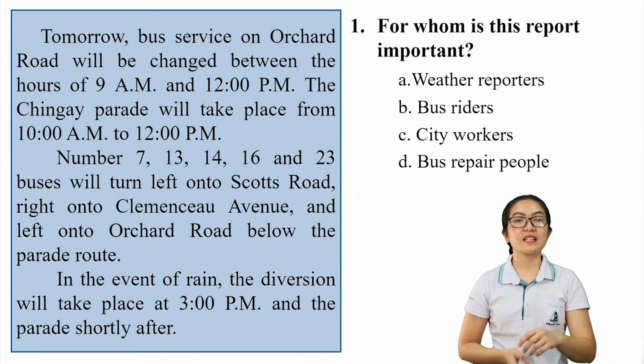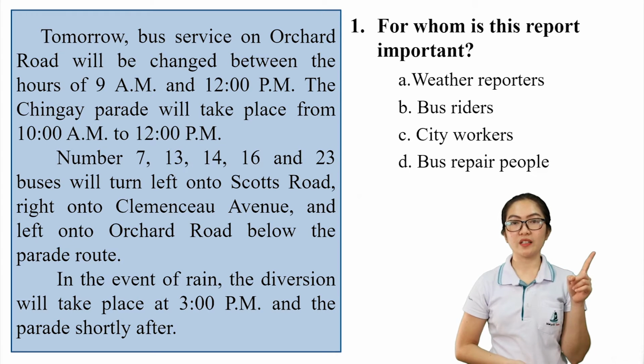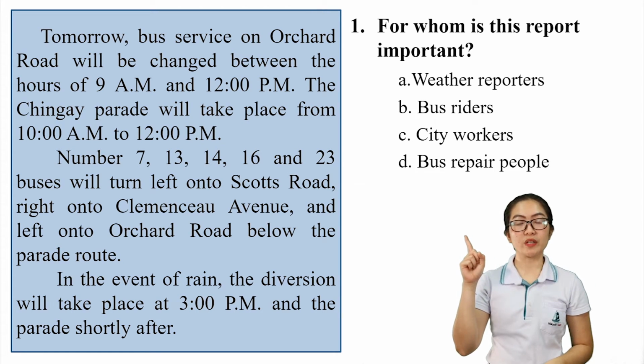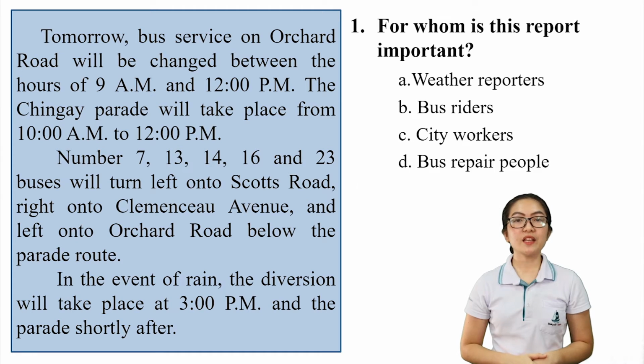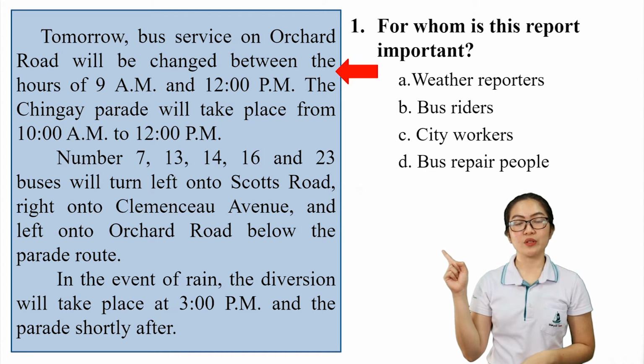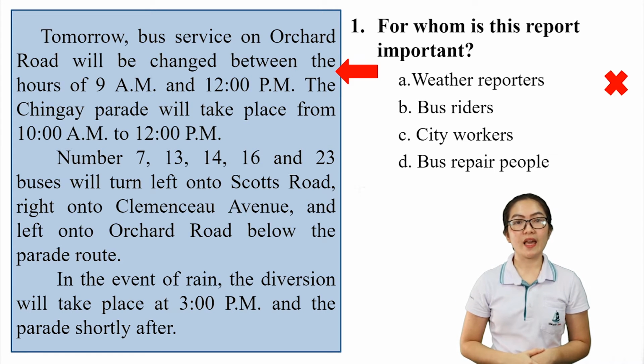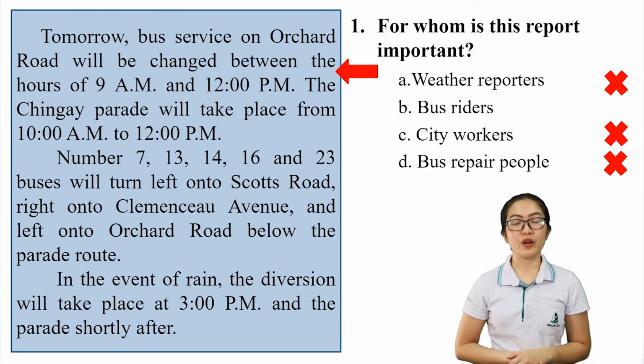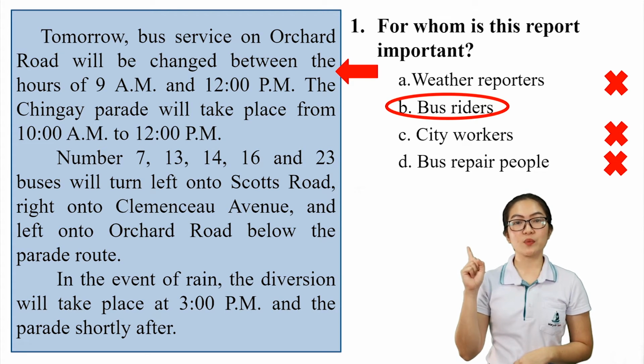Time's up. Let's now answer question number 1. For whom is this report important? Scanning through paragraph 1, where the topic is usually stated, it's all about the bus service schedule being changed due to a parade. So we can eliminate A and C already. It doesn't talk about bus problems or malfunctions, which letter D is referring to. Therefore, letter B, Bus riders is the correct answer.